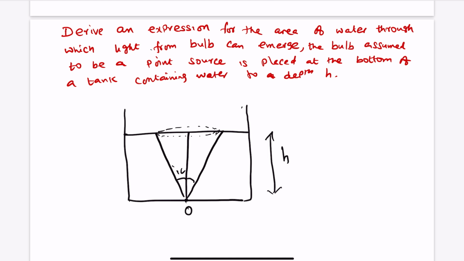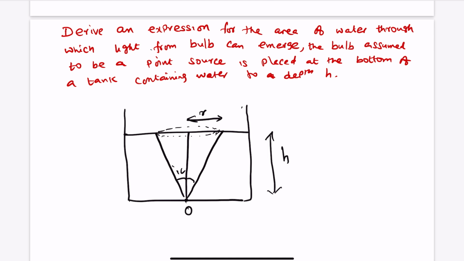The rays which are having angle of incidence greater than critical angle will undergo TIR. So for finding the area of the patch, we can consider that maximum angle of incidence to be equal to the critical angle. Let the radius of the cone be r.